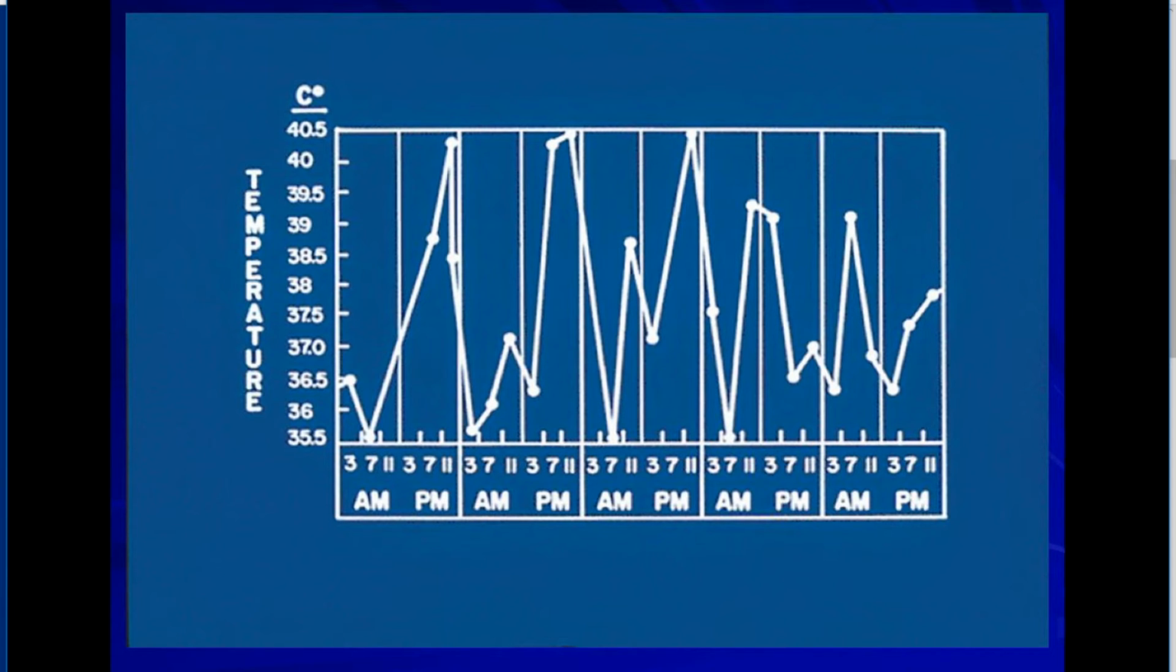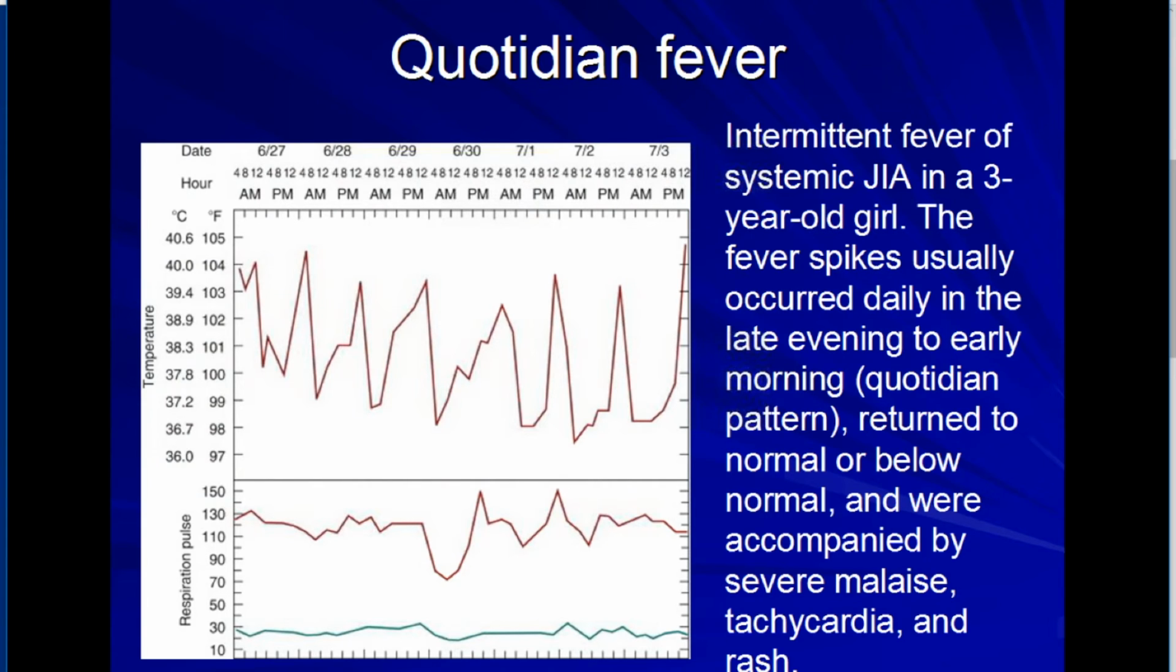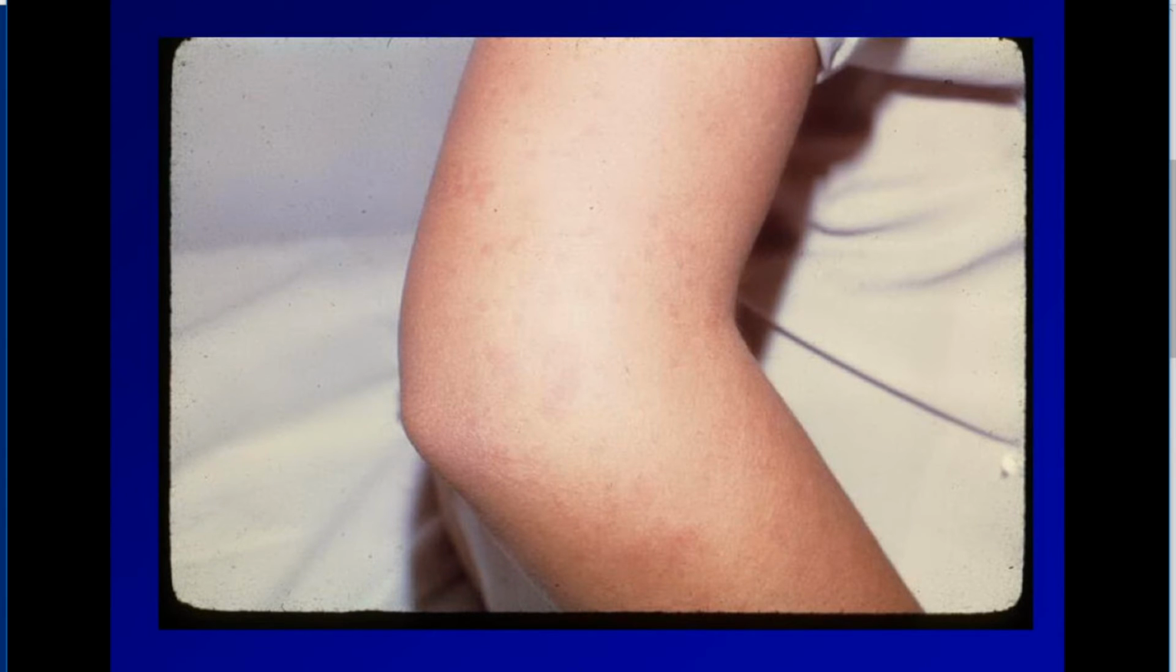And so this is their typical fever pattern. They're having a spike that occurs every day. And then they're also having a rash that usually accompanies. The rash is sort of salmon, pink-colored, maculopapular, usually on the trunk and extremities, migratory, and it's itchy in about 5%, and it basically sticks around during the fever spike. And you'll hear this story eventually. So there's an evanescent rash there as well.